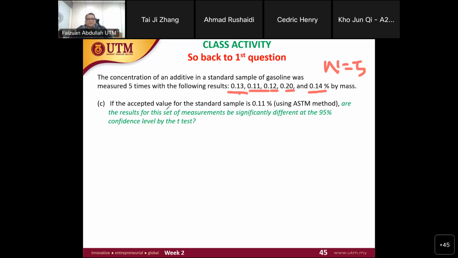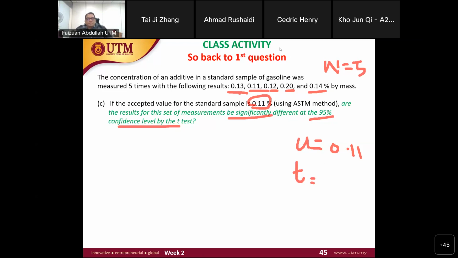And then the accepted value for the standard sample is 0.11 using the standard method, this is a mu. So mu is 0.11. Are the results for this set of measurements significantly different at 95% confidence level by t-test? So directly, you know, they want 95%, so you can get the t table already.